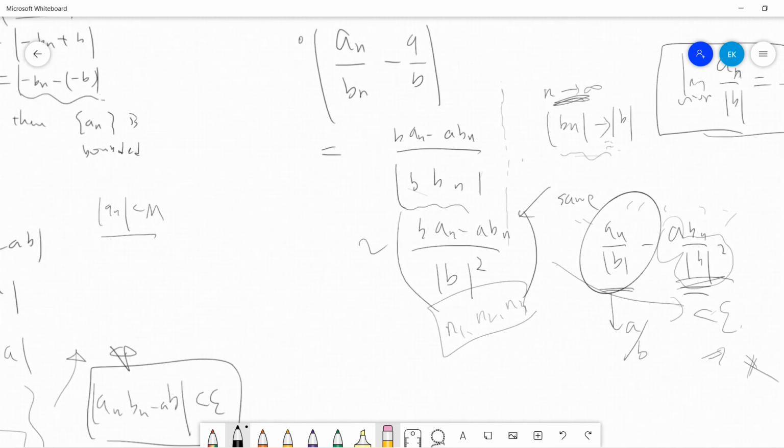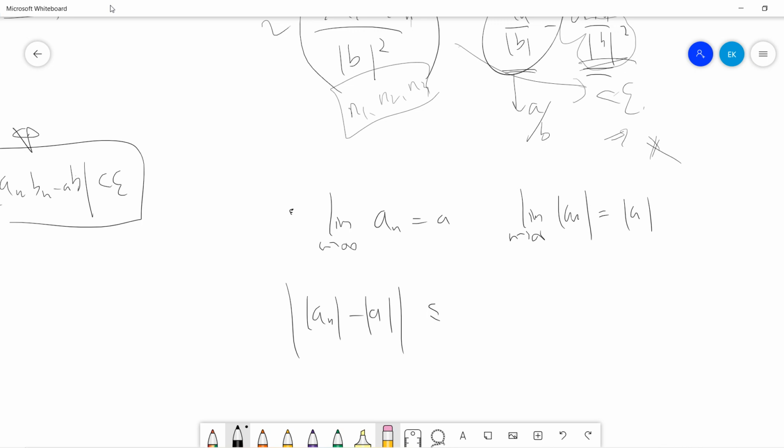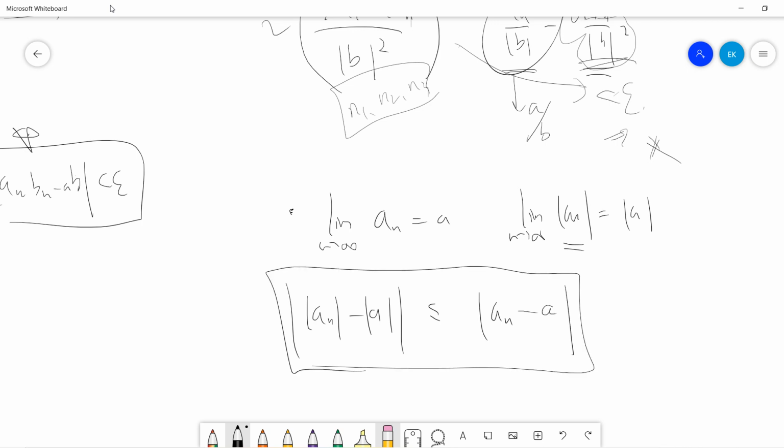Okay, and I also want to prove that if the limit as n goes to infinity of an is a, then if you take the absolute value, the limit is |a|. The proving idea is to just notice this: the absolute value of |an| minus |a| is less than |an minus a|. This is the triangle inequality. So if this term can be bounded by epsilon, then also this term can. So the proof is done. Okay, and I will see you guys in the next videos.